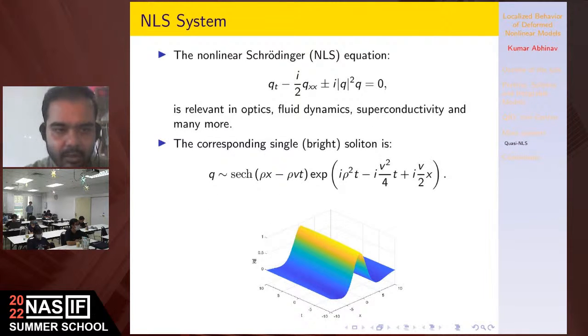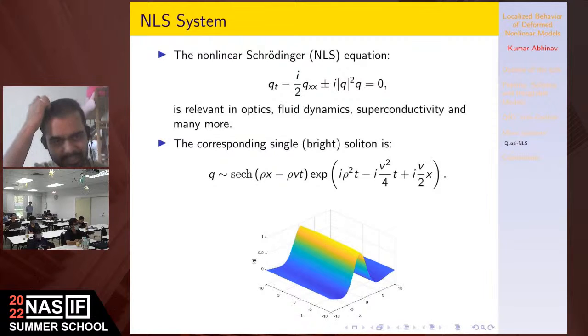So now let's talk about one more example. I have only 2 examples left. I'll just mention them because I have told you about the mechanism already. So this is the nonlinear Schrodinger system, which is very much useful in physics. In optics, it's used a lot.